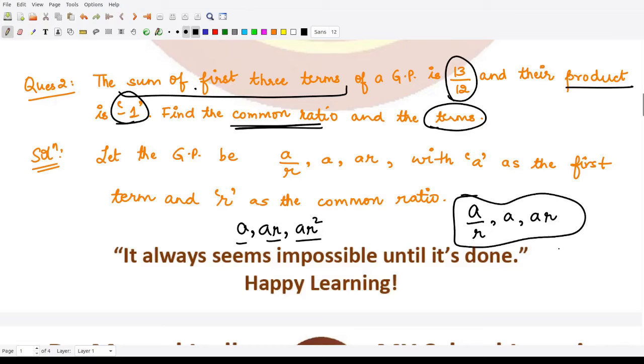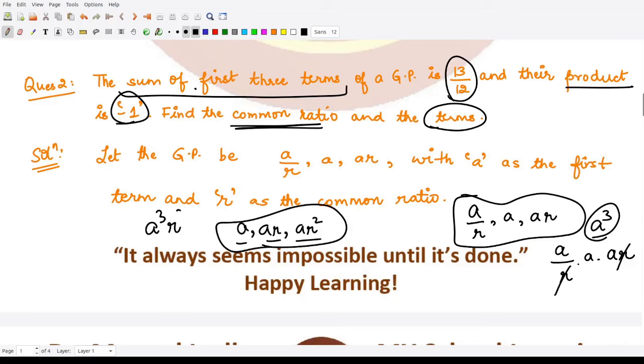The product, if you take the product, it would be a by r into a into ar. So you see, this r and r would cancel each other and you would have the value just a cube, which would be much easier to solve rather than the multiplication of these terms, which would be a cube into r cube. So that is why instead of choosing these terms, we choose these terms, right?